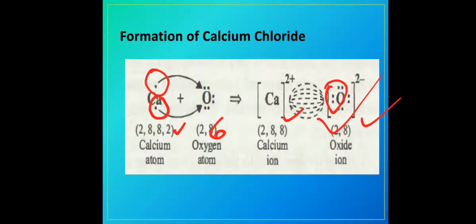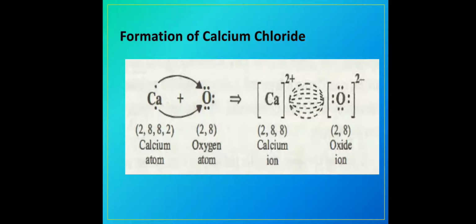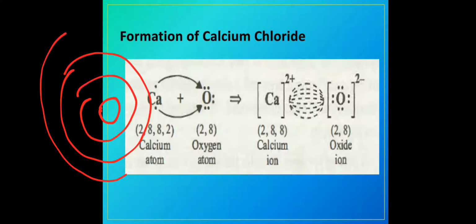So this is the structure you will have to show, as you see on the screen, if it's for an electron dot diagram. But in case they have asked for the orbital diagrams, then you will have to show the orbits, that is the first orbit with 2 electrons, second orbit with 8 electrons, third orbit with another 8 electrons, and the fourth orbit with 2 electrons for calcium.